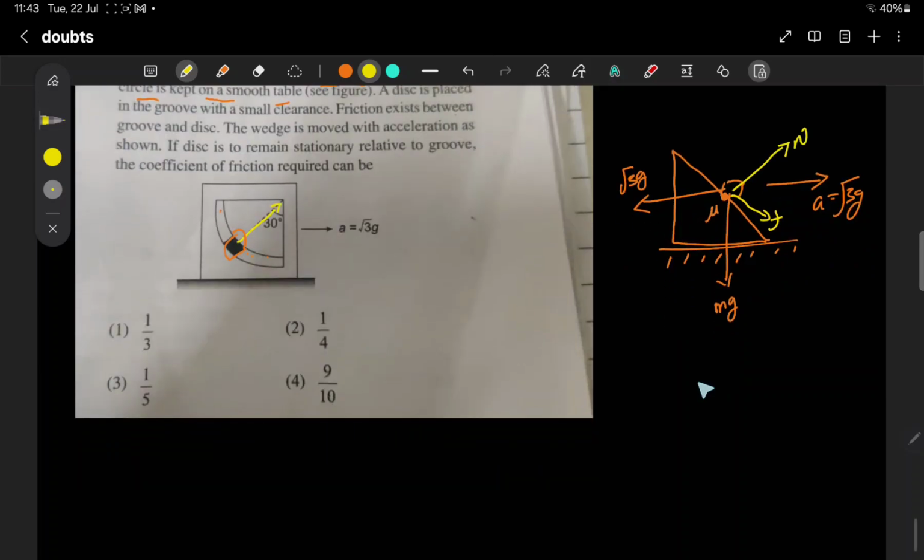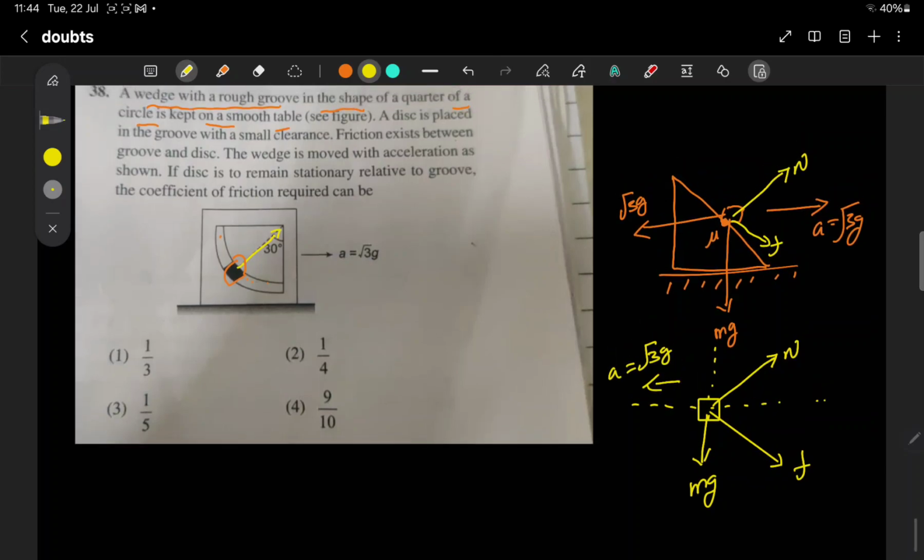Now let's draw the free body diagram only for this mass. If you draw only for this mass, below you will have mg, and here you will have your frictional force, and then here I have this normal, and this is my vertical, this is my horizontal. Here the pseudo force will act in this direction. Acceleration will be equal to root 3g. Now what can we resolve? This angle is theta, which is given as 30 degree. So if this is 30 degree, how can we find this angle?